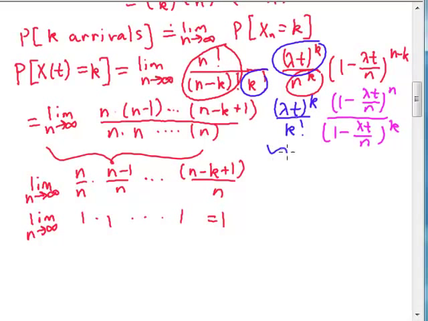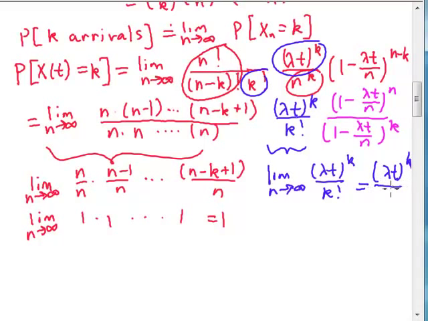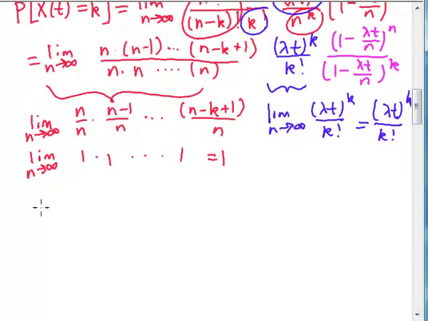How about this second one? This second one is not a function of n at all. So the limit as n goes to infinity of this term, lambda t to the k divided by k factorial, is just the same thing. It's not a function of n. Lambda t to the k divided by k factorial.